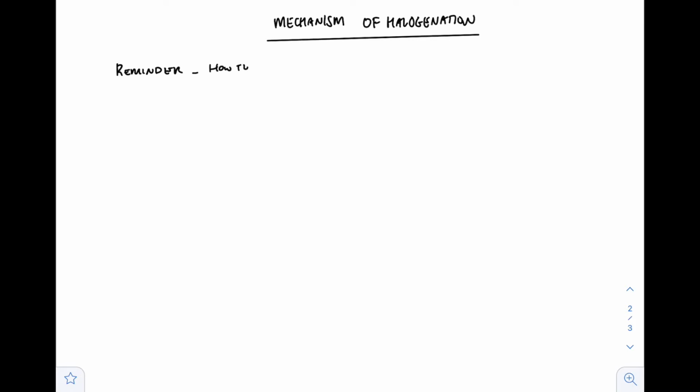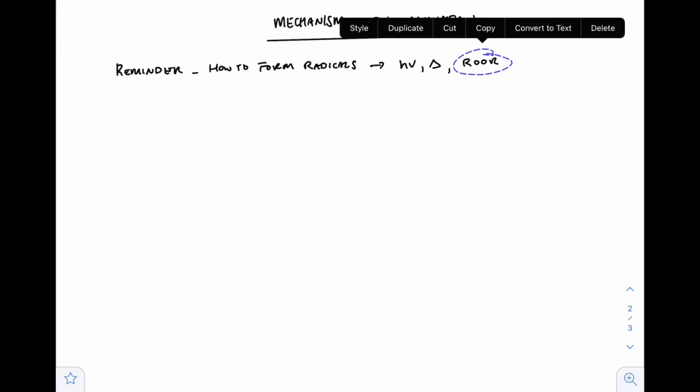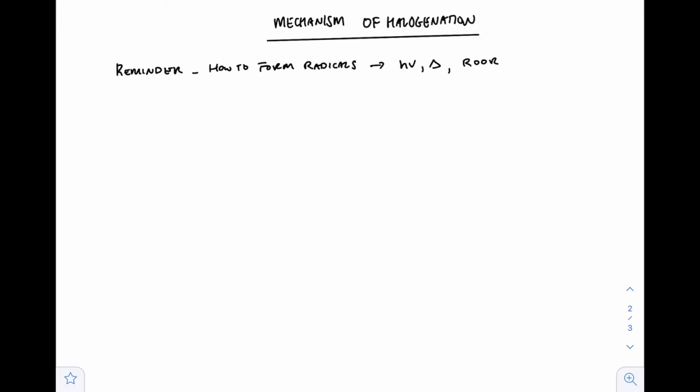All right, so the mechanism of halogenation. Well, I do want to give you a little reminder. How to form radicals: we need H nu, delta, and then the ROOR, that's the peroxide. And how to inhibit a radical reaction: we introduced oxygen as a source, but we also had our scavengers, so like our pi bonds, vitamin E or fats and things like that, the antioxidants, right?